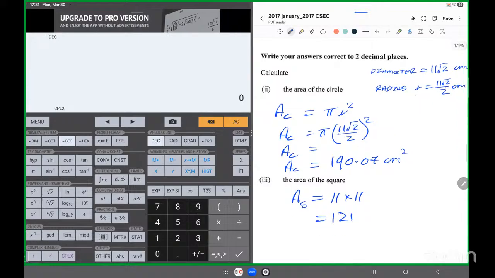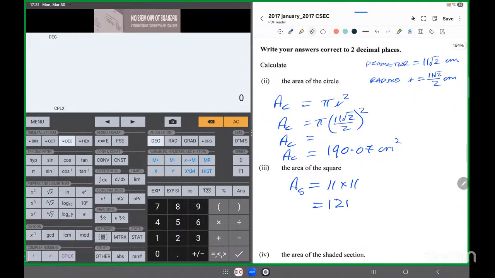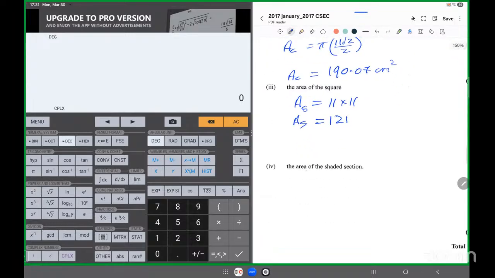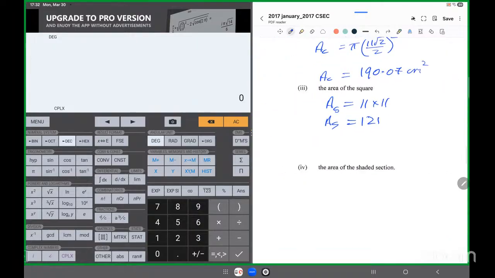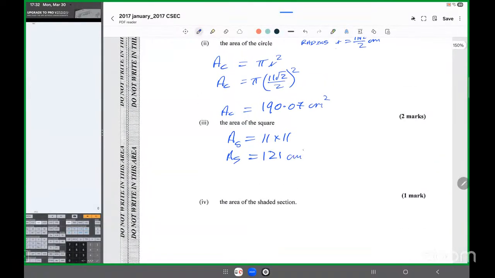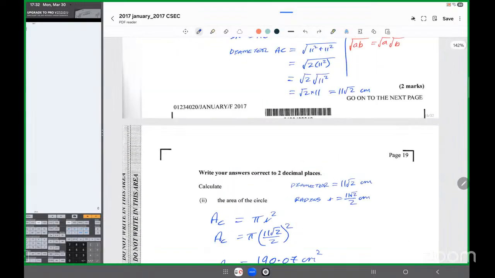Something was clearly wrong a while ago. All right, so that's the area of the whole circle. Then the area of the square is 11 times 11, 121. They want the area shaded now, guys. Look at the diagram. We have the area of the square is 121 and the area of the circle is 190.07. Now we want the area shaded.